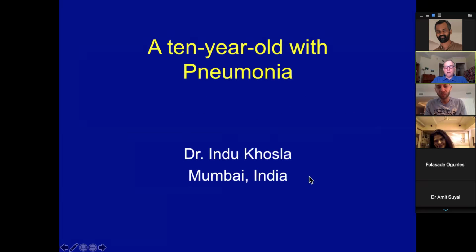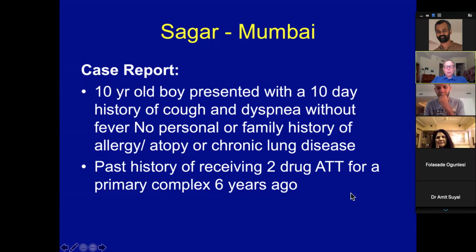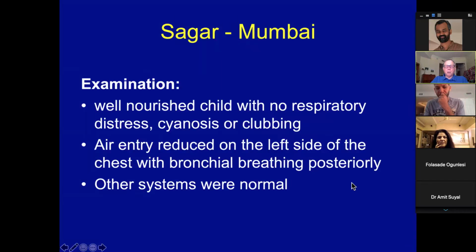And this is an interesting case that was contributed by Dr. Khosla, who is on this call. A 10-year-old with pneumonia. He presented with a 10-day history of cough and dyspnea without fever, no personal or family history of allergy, atopy, or chronic lung disease, past history of receiving 2 drugs for early tuberculosis, and that was 6 years prior to the current involvement. He was well nourished with no respiratory distress, cyanosis, or clubbing. Air entry reduced on the left side of the chest with bronchial breathing posteriorly, and other systems were unremarkable.